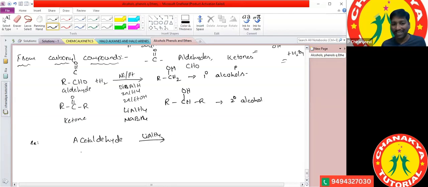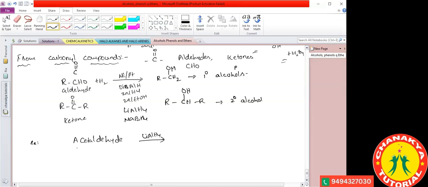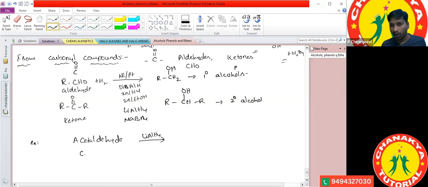What is the molecular formula of the acetaldehyde? C2H4. We can also write it as CH3-CHO. When it undergoes a reduction reaction, that means you are adding one hydrogen molecule. If you add the hydrogen molecule, it is converted into CH3-CH2-OH. So this we can call ethanol, and this we can also call ethyl alcohol.